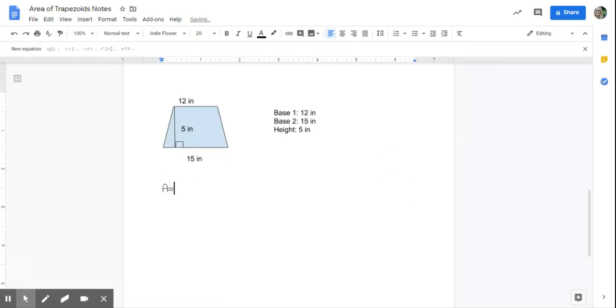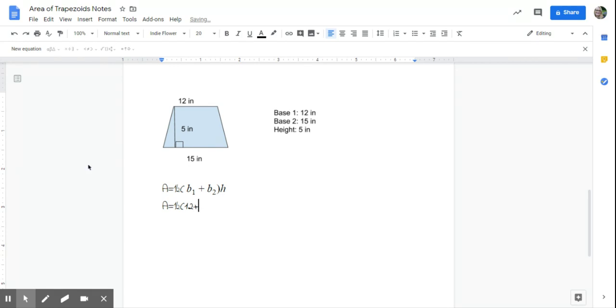So first thing is the formula. Area equals 1/2 times, or parentheses, base 1 plus base 2 times, or end parentheses, the height. Let's plug in everything that we know. So area, we don't know. I'm going to put A. Equals is equals. Just like triangle, 1/2 is 1/2 times. Well, what was base 1? Base 1 was 12.